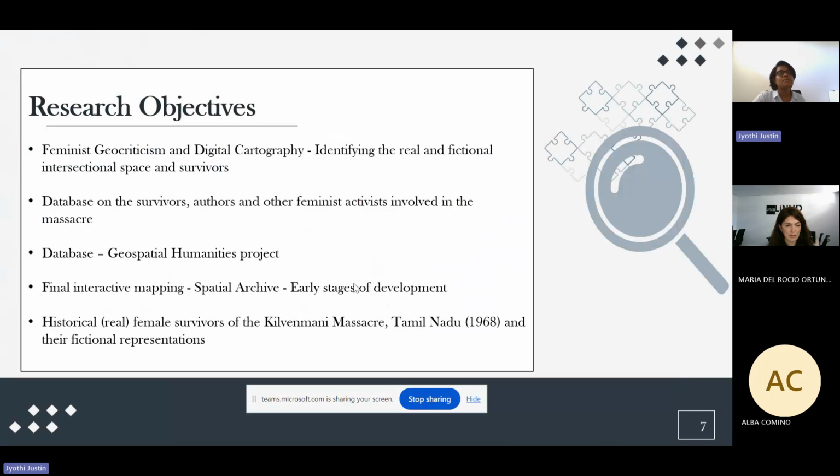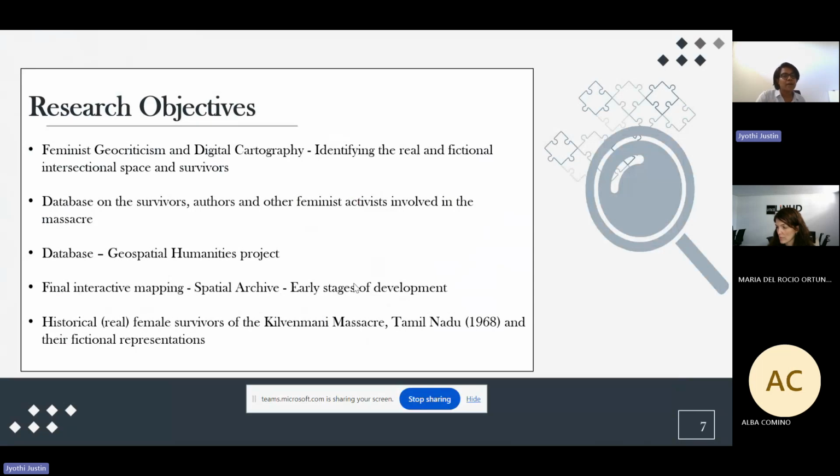And using this database, I've tried to create an interactive final mapping, which will again be published as a spatial archive, like a website, which will be openly accessible for future researchers to conduct further research on this massacre.